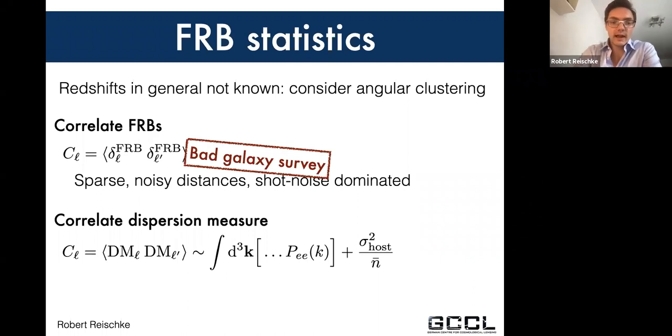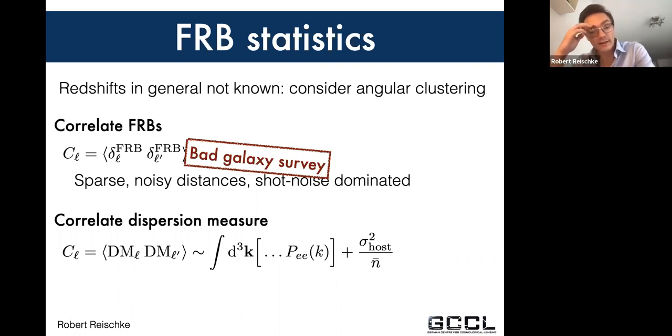Instead, what you would like to do is correlate the dispersion measure. And the interesting part when you calculate the two-point function of the dispersion measure is, first of all, what do you trace? You trace the fluctuations in the electron density, which I label here P_EE, the power spectrum of electrons, which, by the bias, can be related to the power spectrum of matter fluctuations. Also, you have a shot noise term there, which comes from the mean number of FRBs and from the fluctuation in the host contribution, how broad the distribution of the contribution from the host is.